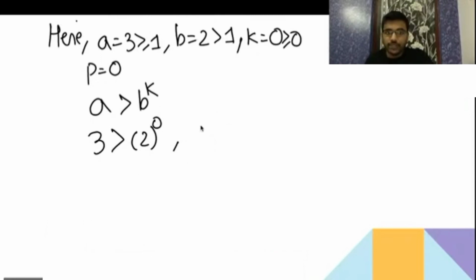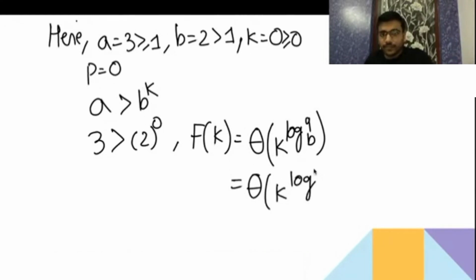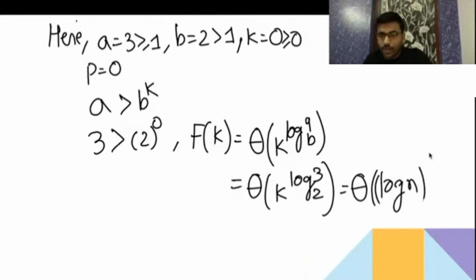So F(k) is going to be theta. There it was n to the power log a base b, so here it will be k to the power log a base b. So theta of k to the power log 3 base 2, where a is 3, b is 2. And k, you know that you have found out, is going to be log n. So (log n) to the power log 3 base 2 is going to be the time complexity of that. In place of k you have substituted the value. Understood?